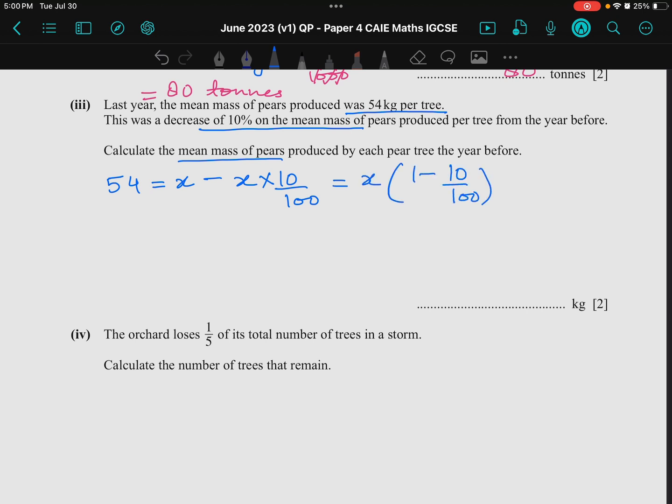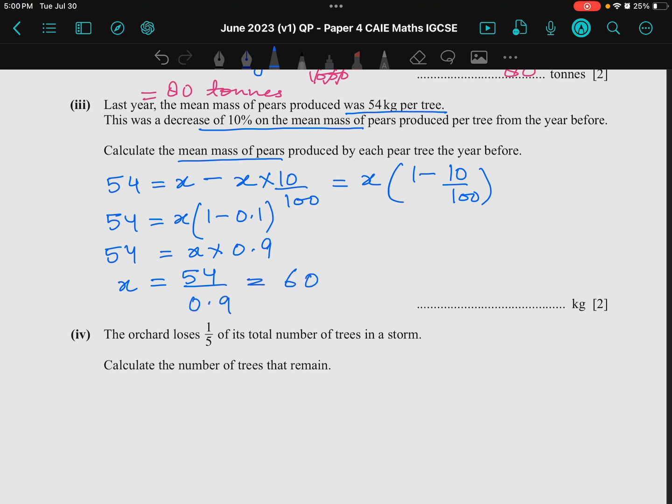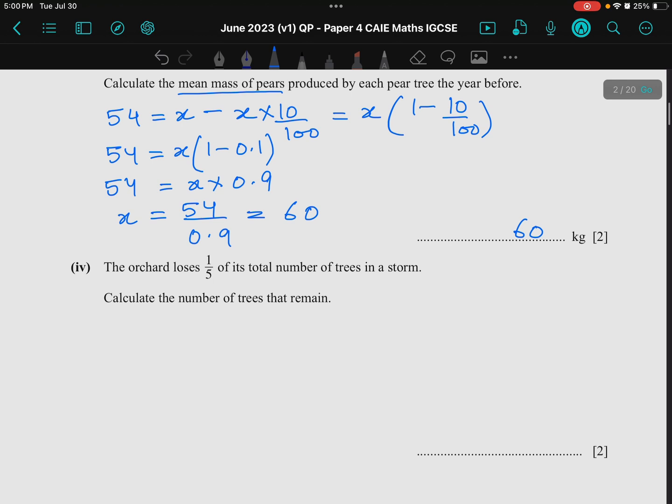So 54 is equal to x times 1 minus 0.1, which will give you x multiplied by 0.9. So x is equal to what? 54 upon 0.9, which will give me 60 when you put this in your calculator. So your answer is 60 kg, the mean mass of the pears produced by each pear tree the year before.